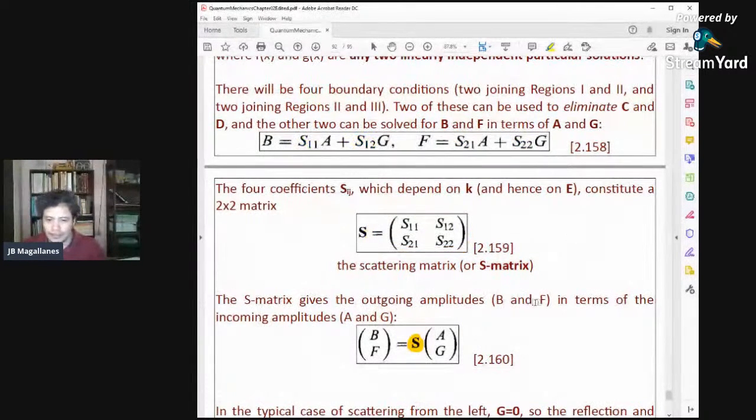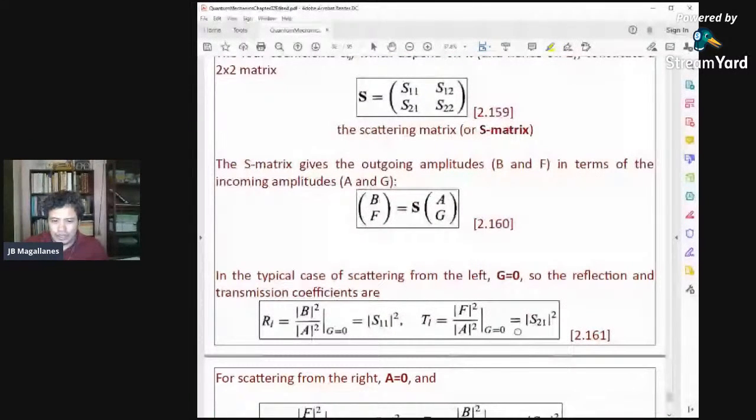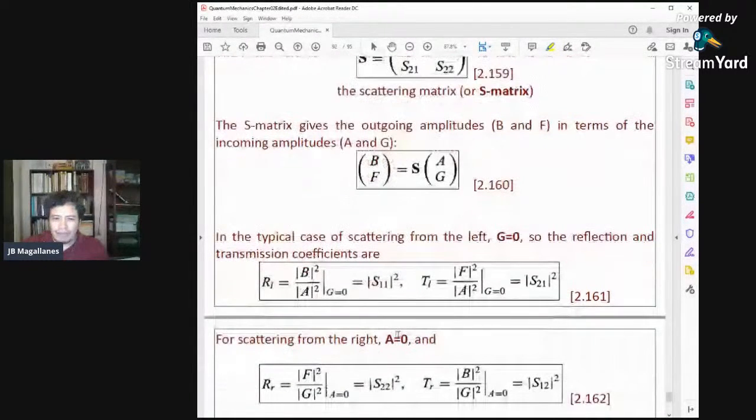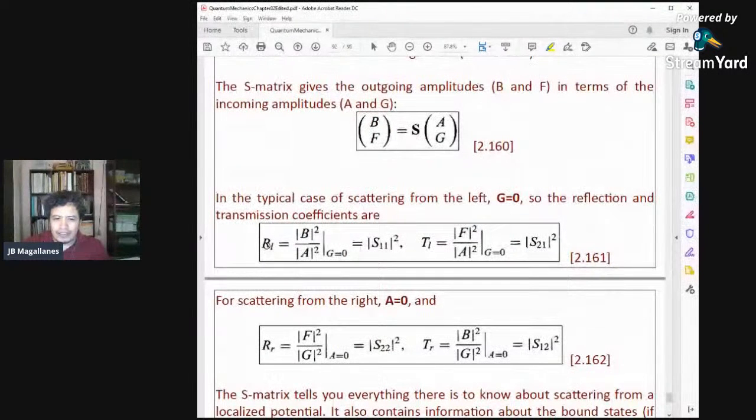So that's it. And then of course, you can get the reflection coefficient. This is of course B over A, you set G equal to 0, and this is equal to S11. And F squared over A squared, set G equal to 0, is also the transmission from the left wave function, and this is equal to S21. So that's what you have to put in this matrix.